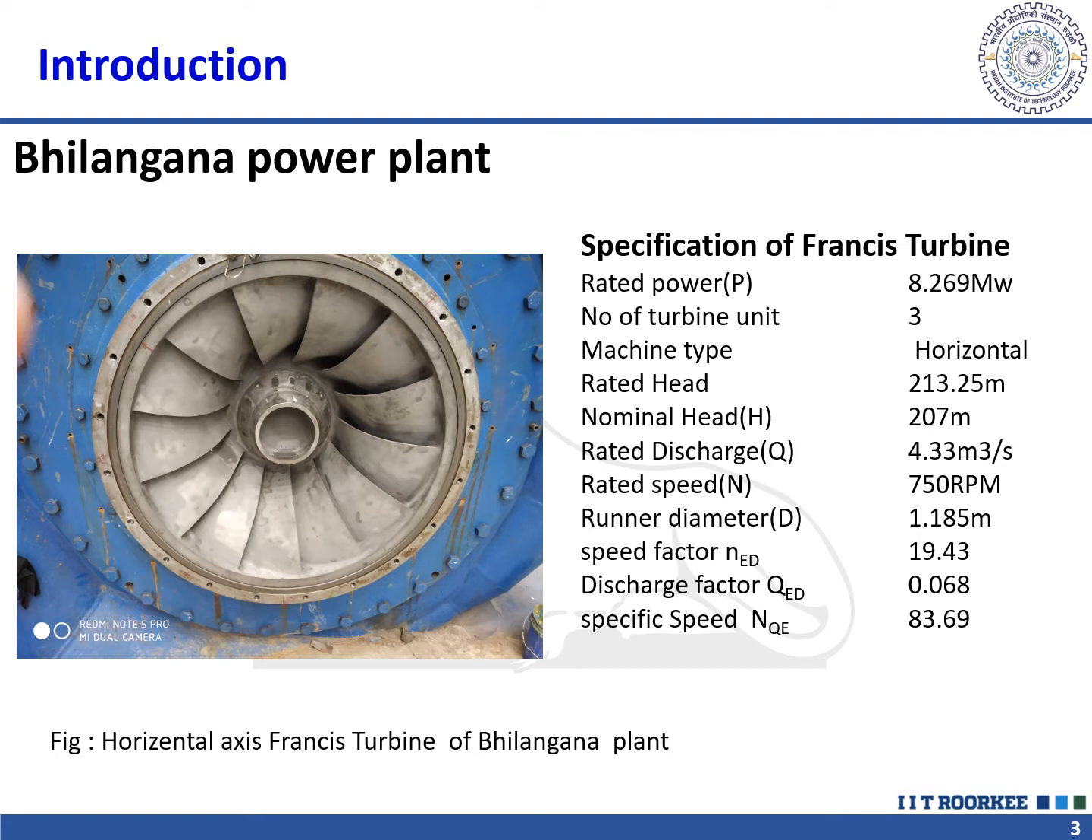Bilangana hydropower plant is located at Uttarakhand state of India. It is a 24 megawatt run-of-river project. It consists of 3 units of horizontal axis Francis turbine. Each unit generates 8 megawatt power when it operates under nominal head of 207 meter at rated discharge of 4.33 meter cube per second. The diameter of runner is 1.185 meter. It rotates at 750 rpm in counterclockwise direction.